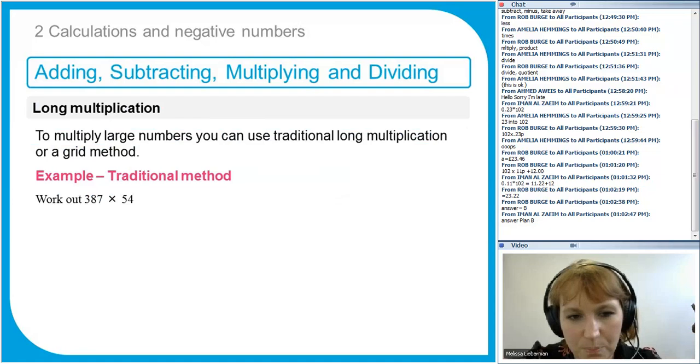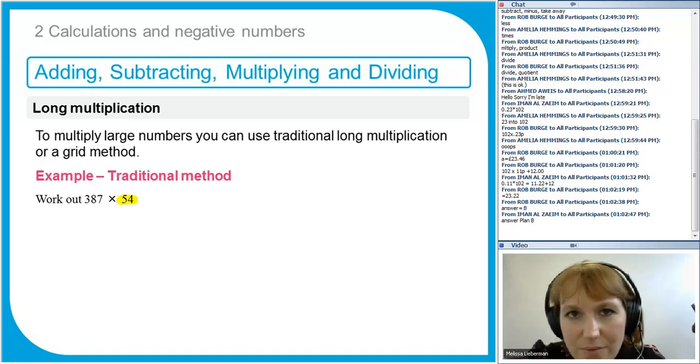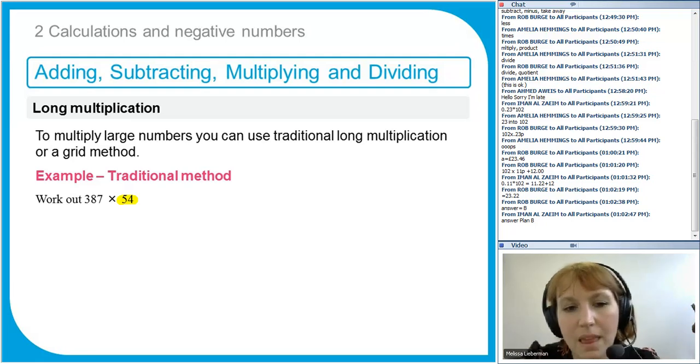So here we want to work out 387 times 54. Now, what we normally do is multiply the bigger number by the smaller number. So the smaller number in this case is 54. And you need to think of 54 as having 2 parts, the 5, which stands for 50, and the 4. So that 5 in that position, and we'll do more about place value later on, means 50. So what we need to do in this method is we're going to multiply.